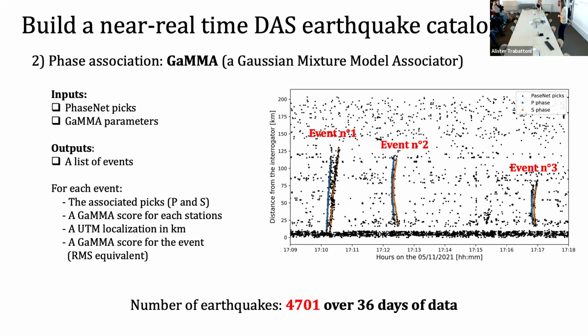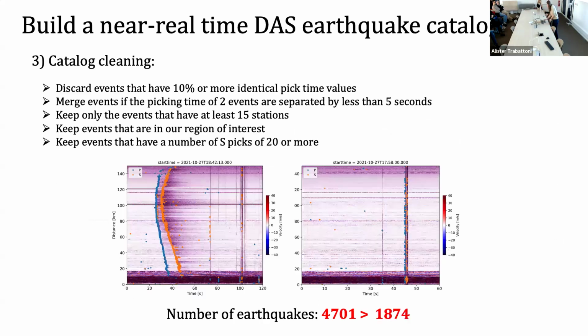But as you can imagine, in this cloud of points, we have several noises that can be natural or that can be instrumental, and most of the time it's instrumental noise, and those noises are clustered by GaMMA as events. So we have to make a kind of cleaning in the catalog to retrieve only the good events.